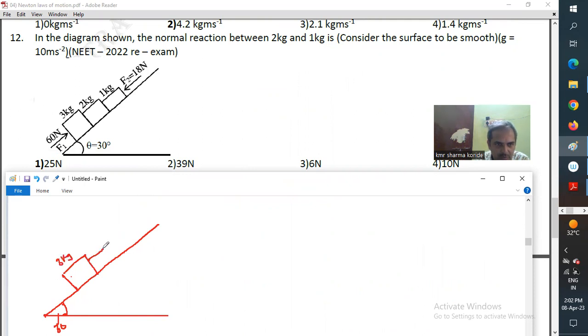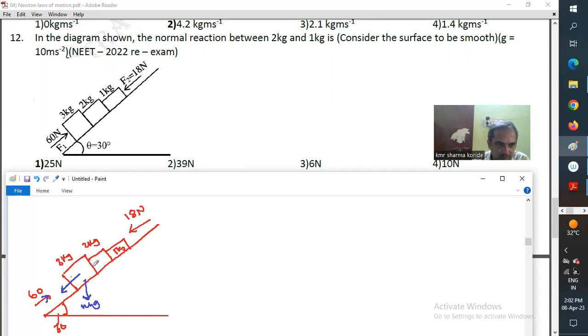So thereafter you have a 2 kg block. Thereafter you have a 1 kg block. So there are two forces acting, 18 downwards and 60 upwards. Okay, so we can list out the contact forces also. So first, don't forget to have the resolution. So for all the bodies, it will be mg sin theta acting downwards. So therefore, this is 3mg sin theta. Then this 3mg sin theta opposes 60, but favors 18.